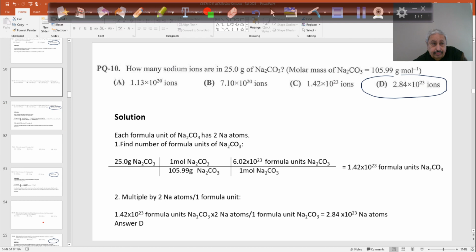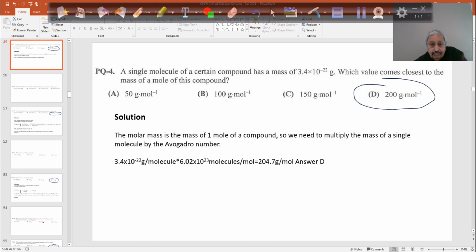Now, okay. A single molecule of a certain compound has a mass of this value. This is the mass. Which value comes closest to the mass of a mole of this compound? So it has a mass of this, correct? And you need to get the closest mass of this compound.